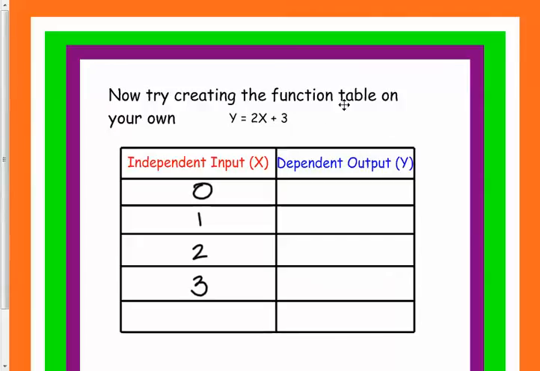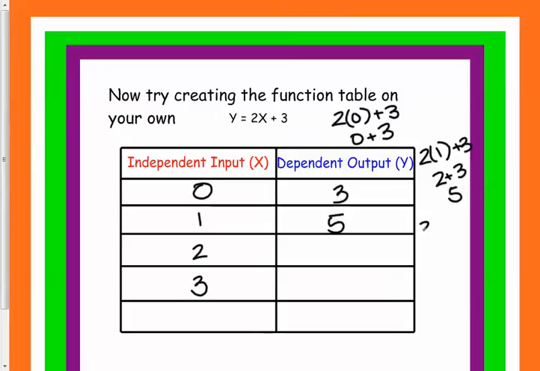Okay, grab your red pen. If you plug in 0 for x, you get 2 times 0, which is 0, plus 3 is 3. Remember, you're doing order of operations. Okay, if I plug in 1, 2 times 1 is 2, plus 3 is 5. If I plug in 2, 2 times 2 is 4, plus 3 is 7. If I plug in 3, 2 times 3 is 6, plus 3 is 9.